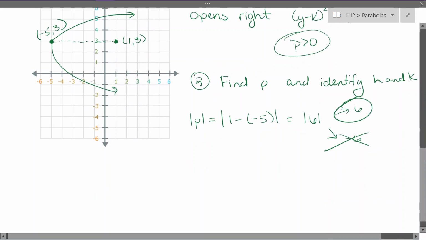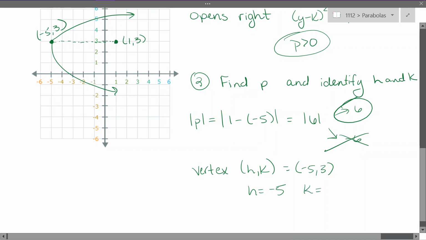Next, let's identify our h and k. We know that the vertex of a parabola is (h, k), and they gave us that our vertex was (negative 5, 3), so that tells me that h equals negative 5 and k equals positive 3.